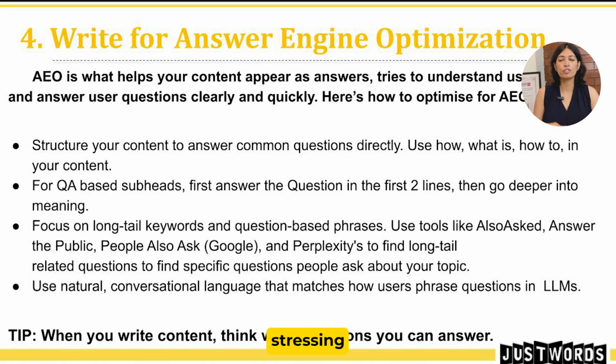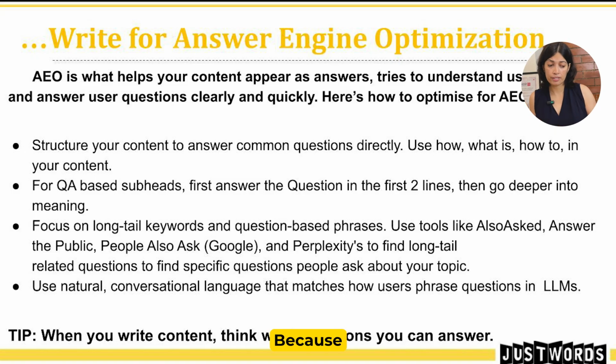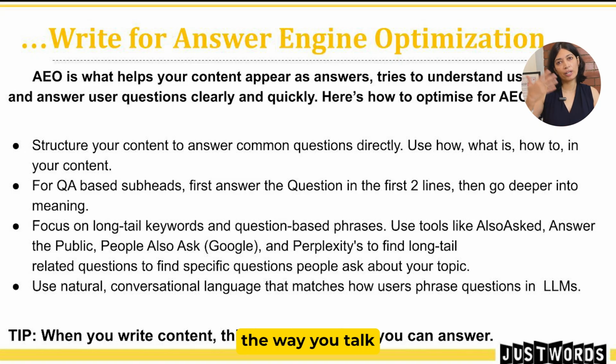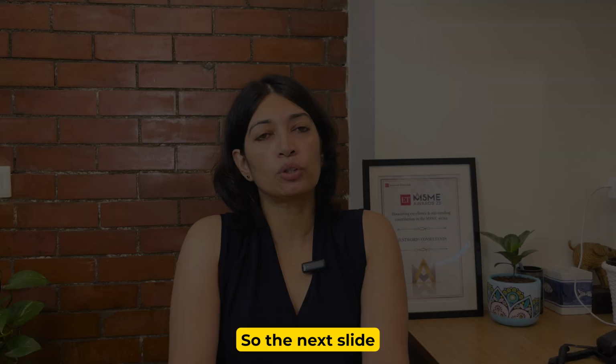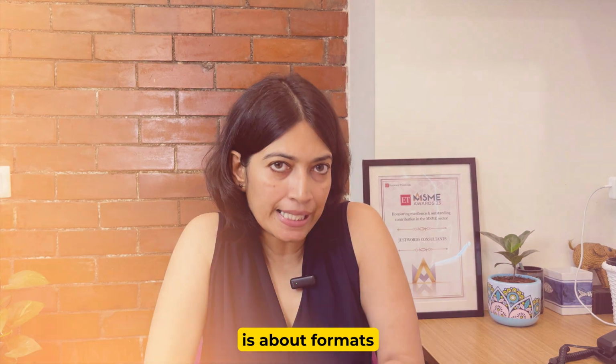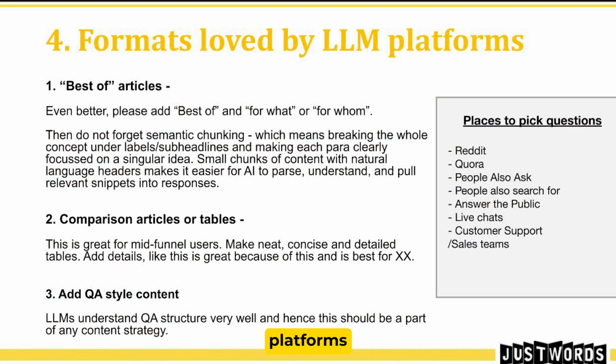And this is something that I've been stressing for a long time, even before AI, because if you write the way you talk, it becomes very easy to read and understand, right? Of course, not colloquial, but nowadays it's very important that we write in conversational, natural language, which is very easy for AI to pick up, right? Here's a small tip. When you write your content, see what questions you can answer in that content. Right? Remember that. So the next slide is about formats which LLM platforms really love.